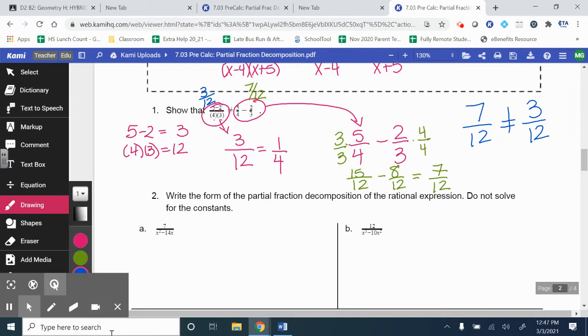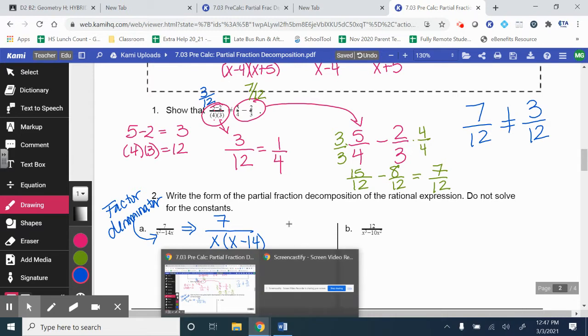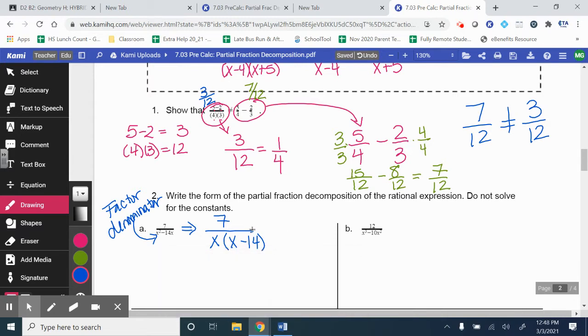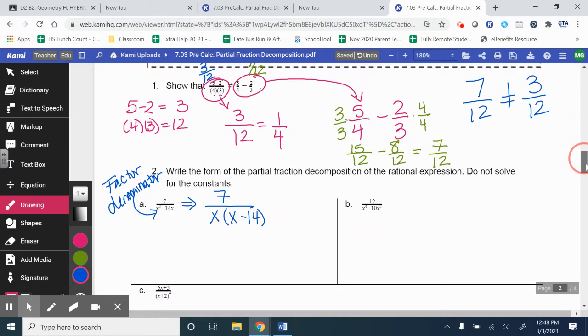All right, so for letter A, how we're going to do this is first we're going to factor the denominator. So let's see, we've got 7 in the top, and then I have a GCF of x in the denominator, leaving me with x minus 14. So really important to first factor your denominator. Next, we want to split the denominator. Just like we did up here, where we split it into x minus 4 and x plus 5, right here in this example inside the dotted box, we're going to do the same thing here.